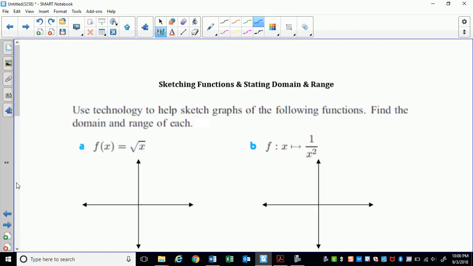All right, sketching functions and state your domain and range. So this is going to be for you guys to try. I think this is your homework, right? And we'll go over it next class.